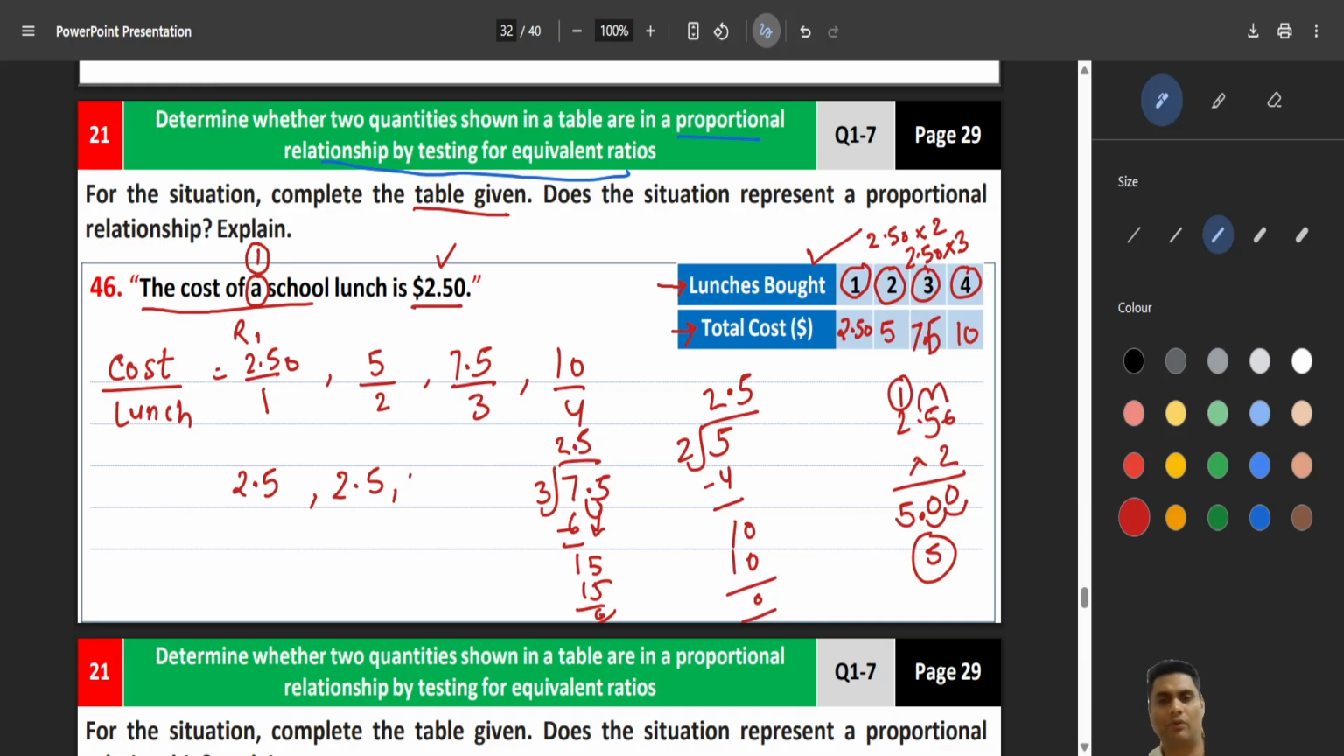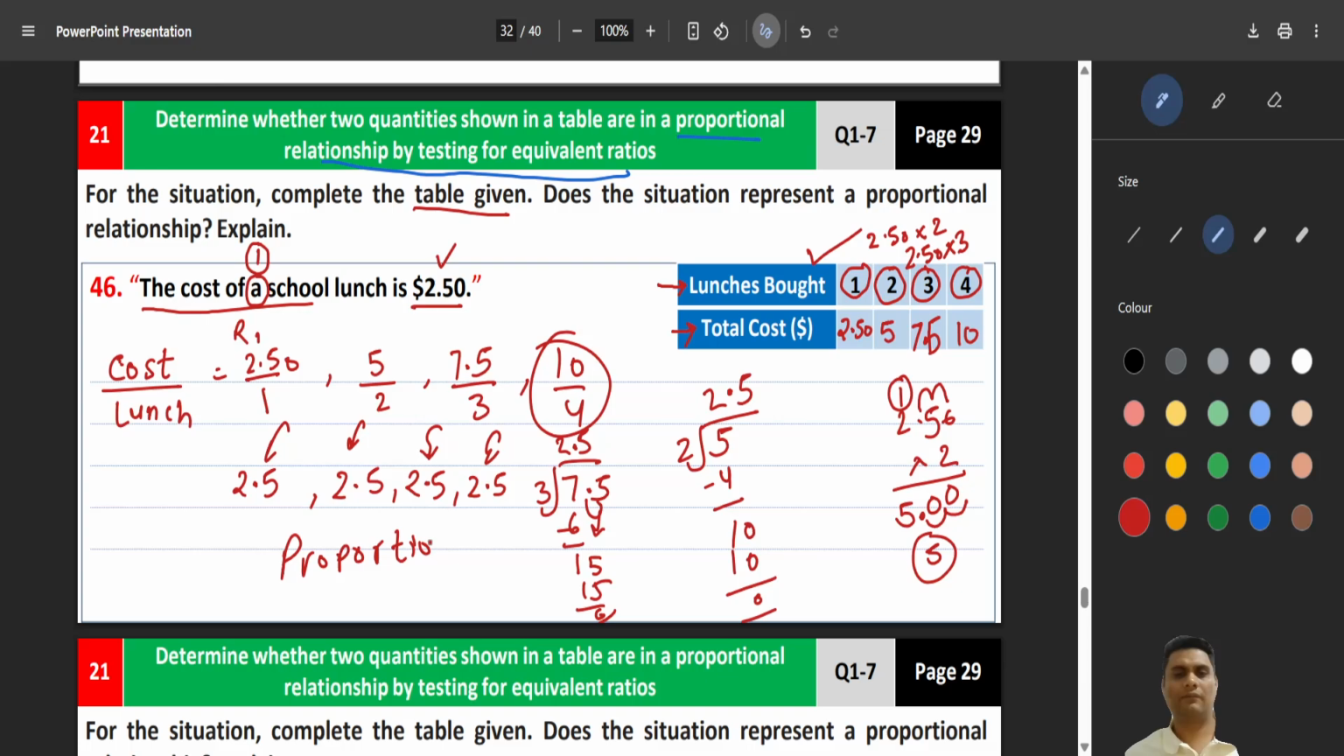So again 2.5. Similarly, when you do 10 divided by 4, you will again get 2.5. You can do the division and check. Now check, all the results are same. Yes or no? Because all the results are same, I will call it a proportional relationship. That's it. Finish. You just have to fill the table and you have to prove it. Okay, the first question will be like this.